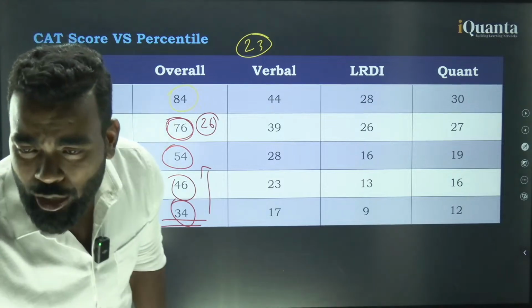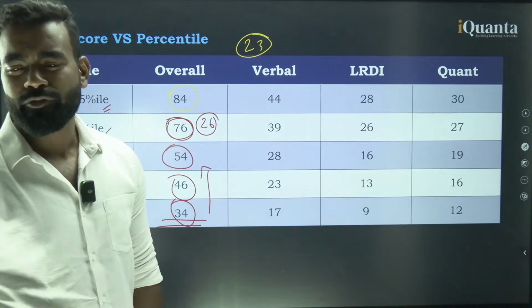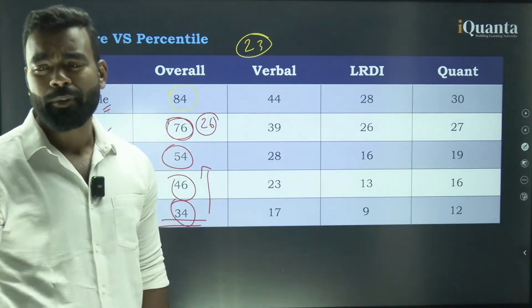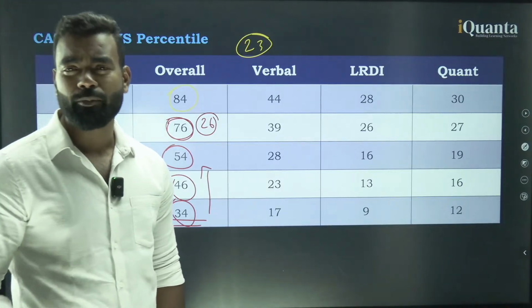So there is a question, how many percentile needed to get IIM Ahmedabad? For any person, if you are scoring at least 99.5 percentile, you have a higher chance. But people with 95, 96 percentile also converted IIM Ahmedabad. So it's not only about your score, it's about a lot of other things as well.